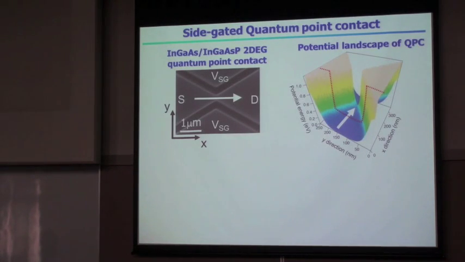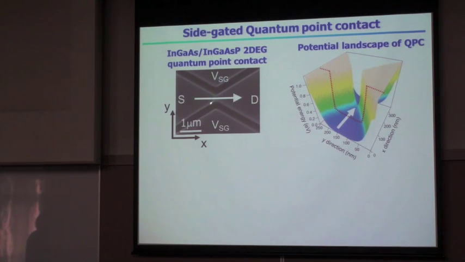Before that, we fabricated such a trench type side-gated quantum point contact structure based on the indium gallium arsenide and also the indium gallium arsenide phosphide two-leg structure. So these two are side gates, and here is the source side, and this side is the drain side.